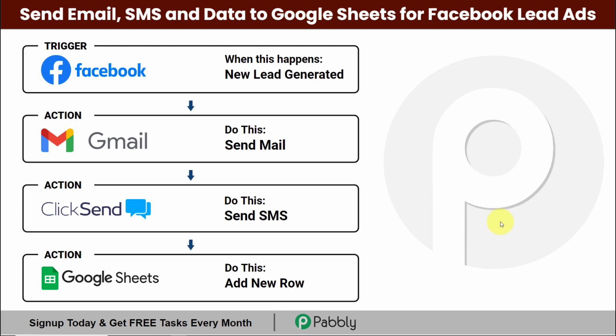In this video, we are going to understand how to send an email, SMS and data to Google Sheets for Facebook lead ads. Basically, whenever you are promoting your business through Facebook lead ads, to nurture the leads and to follow up with the leads, we are going to set up an integration where every time a new lead is received, then automatically a mail and an SMS would be sent to the person welcoming him on board, and also the details of this new lead will be added to your Google Sheet so that you can further nurture the lead.